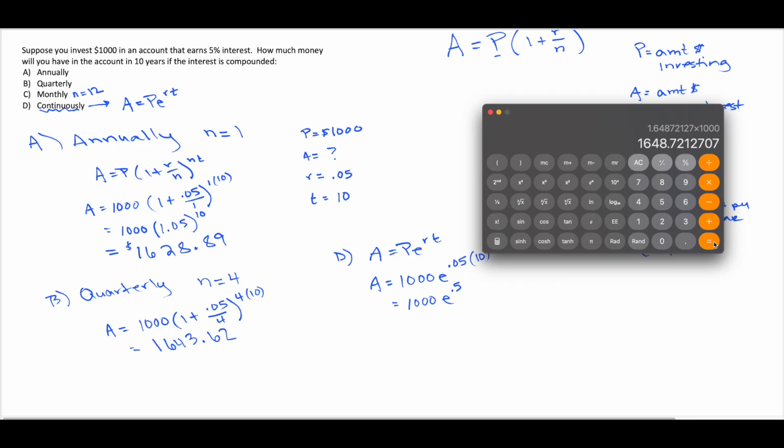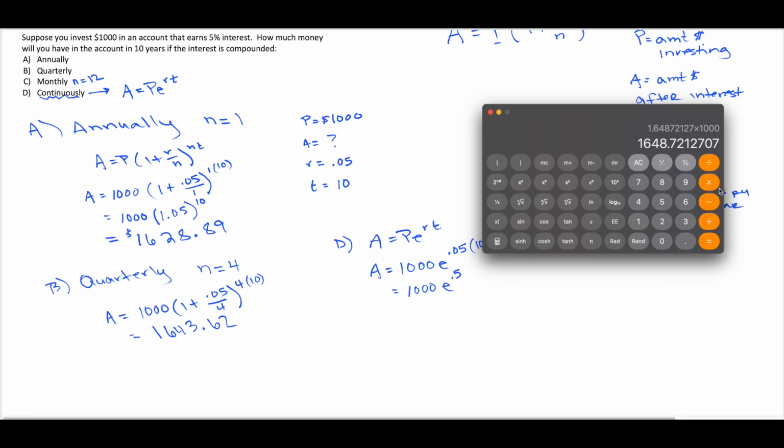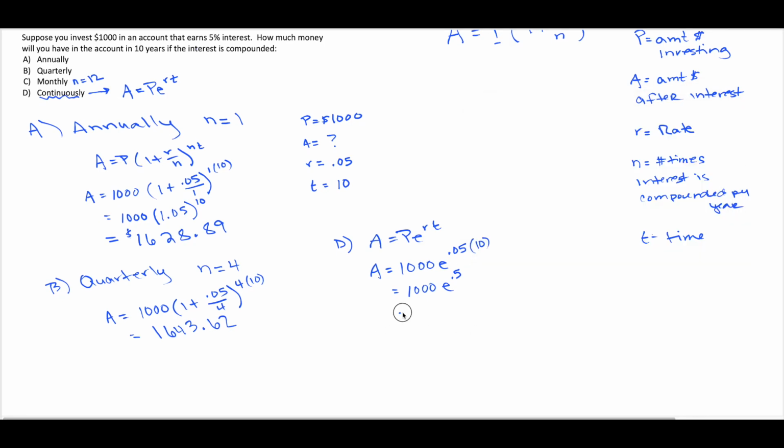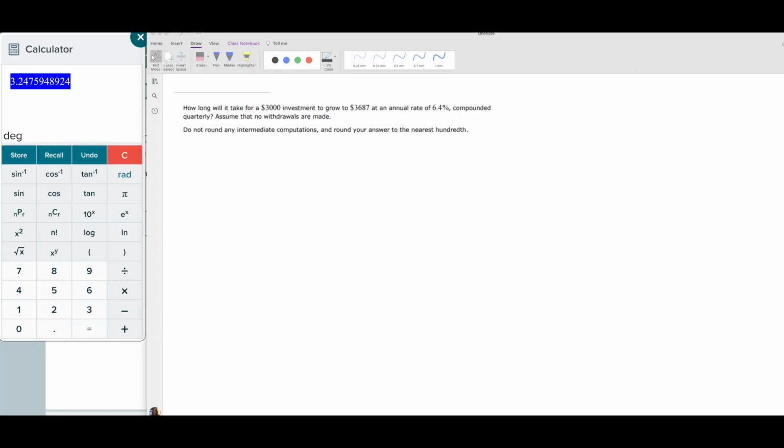There we go. So $1,648.72. You can see the more times the interest is compounded per year, the higher the amount after the interest accrues is. But another example.